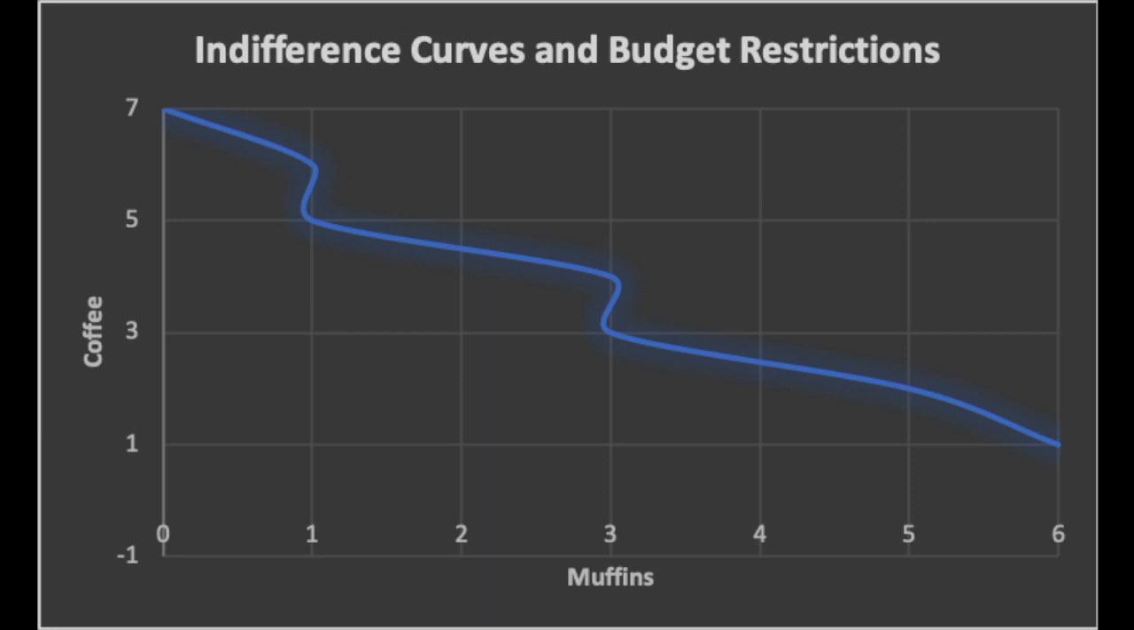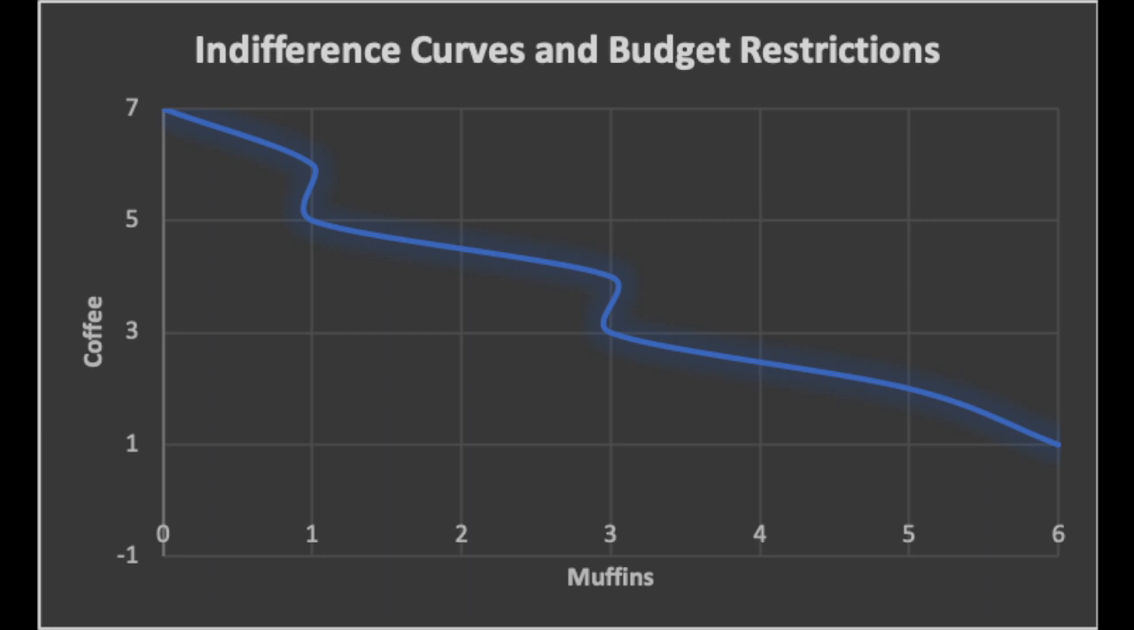Each person has their own subjective tastes, and indifference curves show the utility that a consumer will get out of two separate goods when purchasing. So in this first curve, we have muffins and coffee, and you can see on the blue line the different combinations of muffins and coffee that will make a consumer happy.